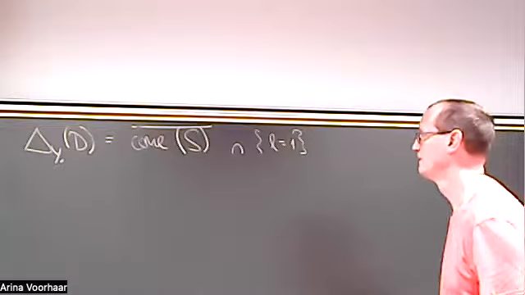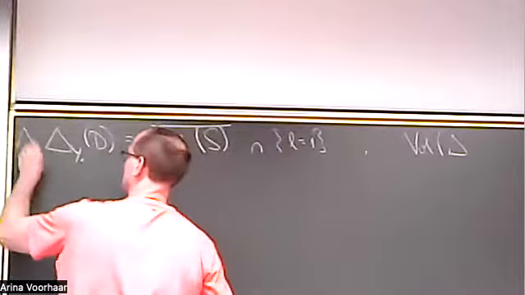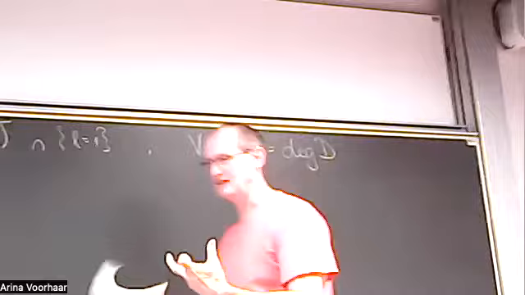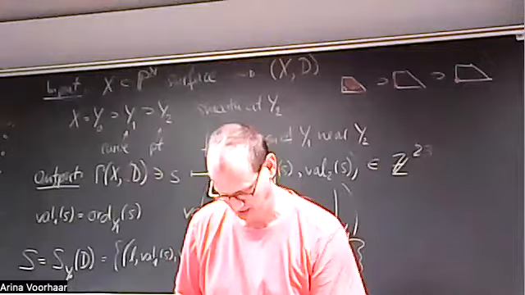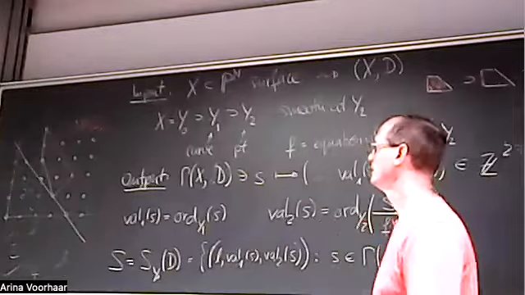So one cool thing about it is that the normalized volume of delta is the same thing as the degree of the divisor. And so in some sense, people say this is a categorification of the degree, which is a number. Now we have a convex body that knows a lot more about X and D. Yes, D came from a point to begin with. That's right. So this is kind of the general setup.